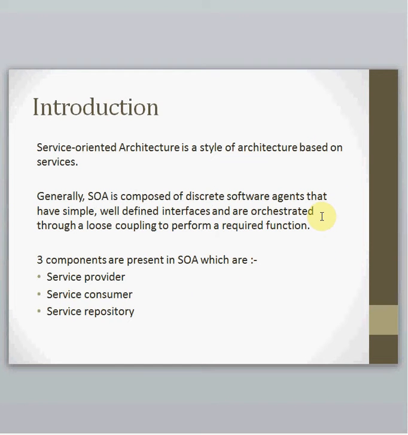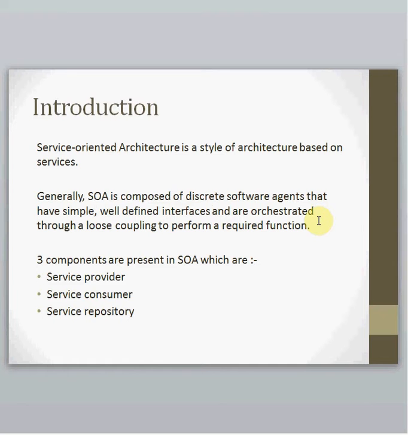Service-Oriented Architecture is a style of architecture based on services. A service is a well-defined and self-contained functionality. In this architecture, different services communicate with each other to perform some activity. These services are loosely coupled. For example, a service need not know the technical details of another service that it is interacting with.